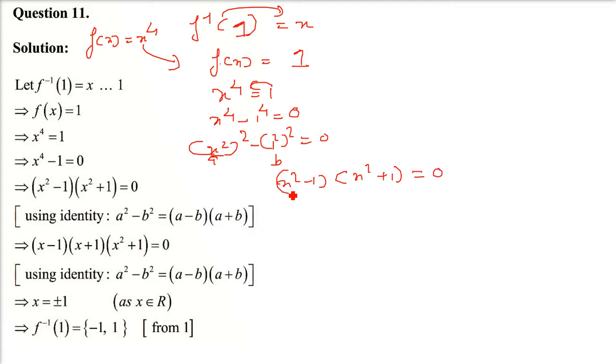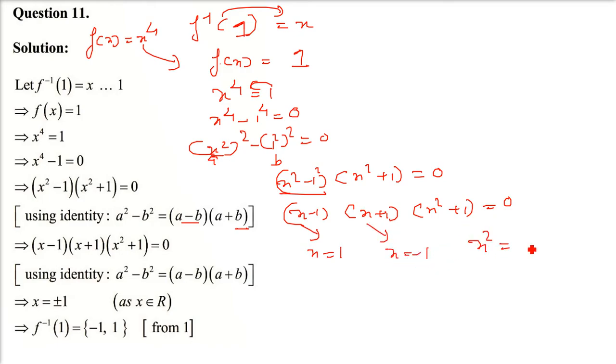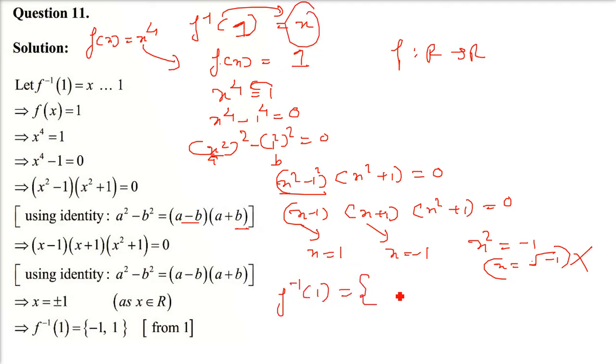So this becomes x square minus 1 square. Again we will apply the same formula. This will be (x minus 1)(x plus 1), and we have x square plus 1 also, equals 0. Now this gives you x equals 1 when you put it equal to 0. x plus 1 will give you x equals minus 1. And x square equals minus 1 gives x equal to under root minus 1, and that is not in your real numbers. Please remember the set was real to real, so we just don't take it. Okay, f inverse of 1 will be, because x is actually f inverse of 1, so f inverse of 1 equals 1 and negative 1.